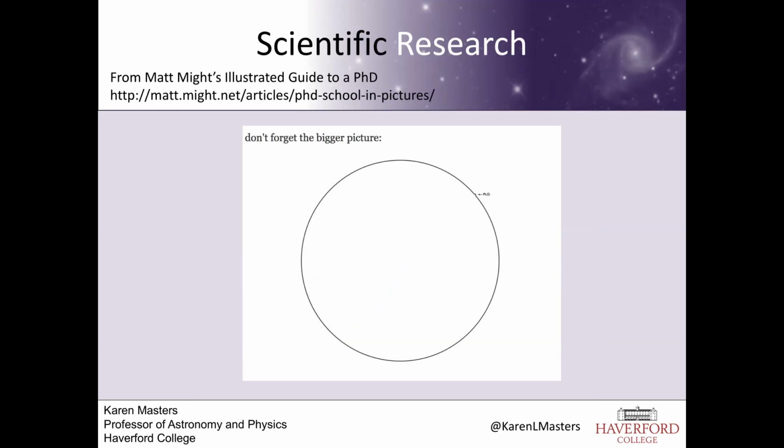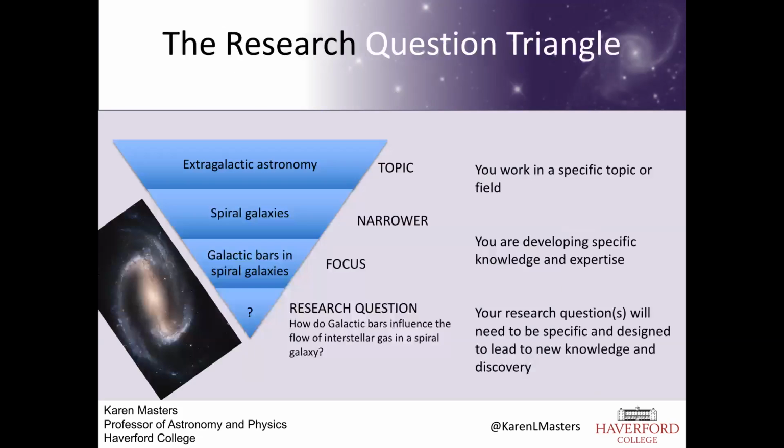Putting this back in perspective, if we zoom back out to the sum of all human knowledge, you have to recognize that these contributions are just little tiny divots in that sum of human knowledge. Nevertheless, they're important contributions, and so it's important that we are able to communicate what we're doing precisely and in an engaging way. One way to think about communicating your research is this research question triangle that you can read about online.